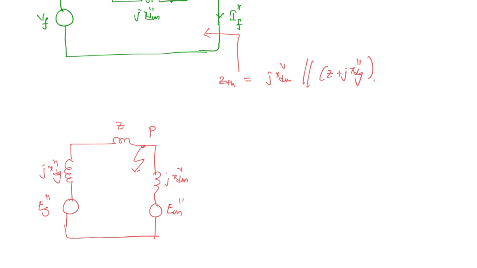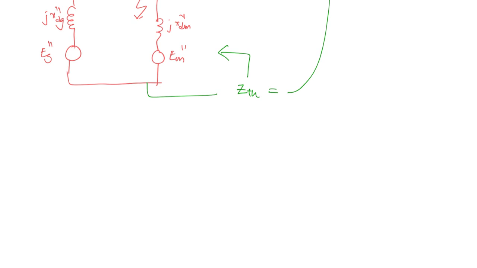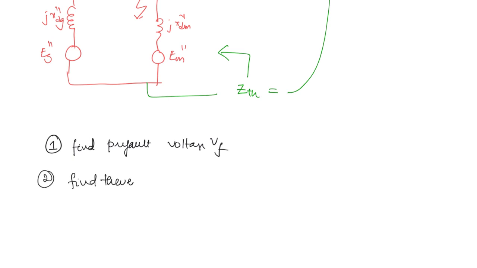Now if you are looking through P, what will be the Thevenin's impedance? In Thevenin's impedance you have to short the voltage sources. If you are shorting it and seeing through the fault point, then you are getting the same Thevenin's impedance as this. So this is same as this. So from here you can see that we can get an easy approach. What is that? First find out the pre-fault voltage Vf, and second, find Thevenin's impedance looking through the point where the fault occurs.